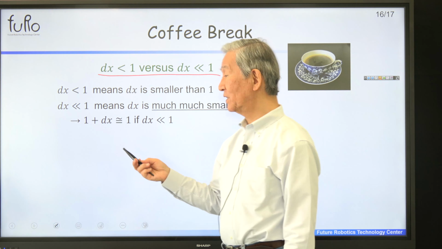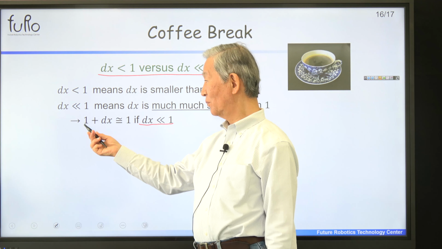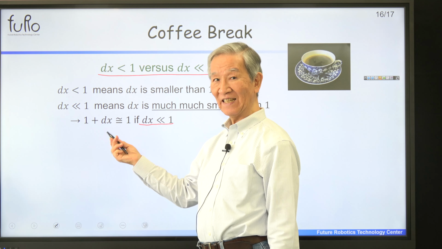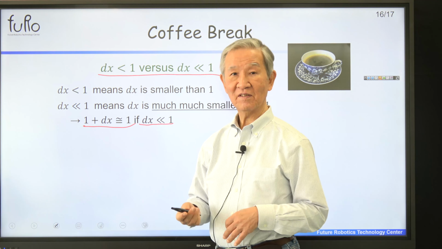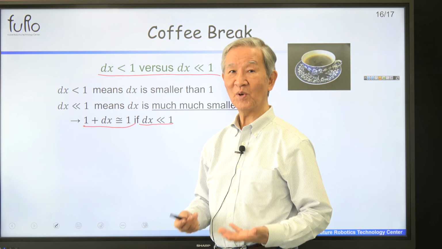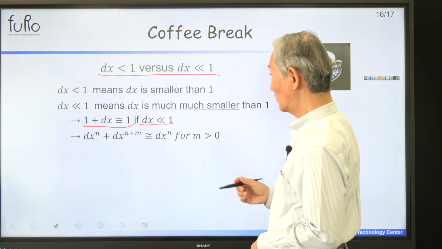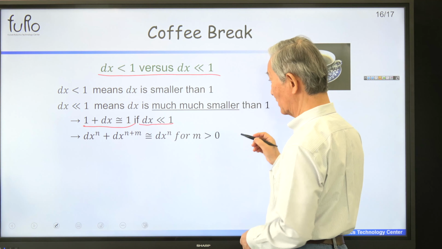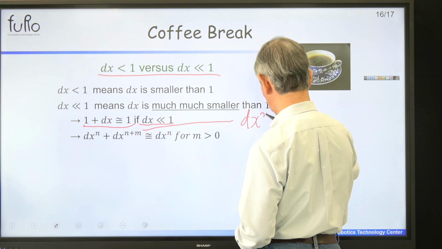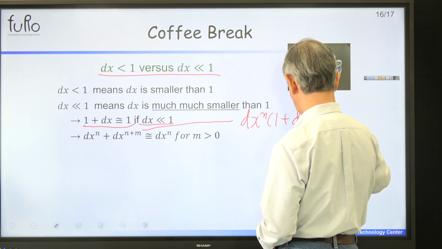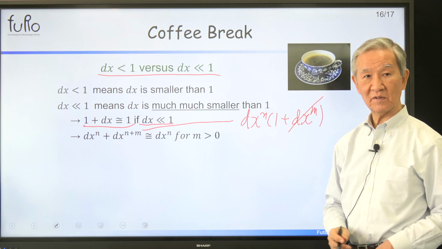Well, actually what it means is this. If this is much, much smaller than 1, then compared to 1, this is negligible. You can get rid of that. This is equal to 1, from an engineering point of view. Okay? So like this one here is equal to dx to the nth power for m greater than 0, because this one here is dx to the nth power times 1 plus dx to the mth power. And of course this one here, you can forget about it, right?